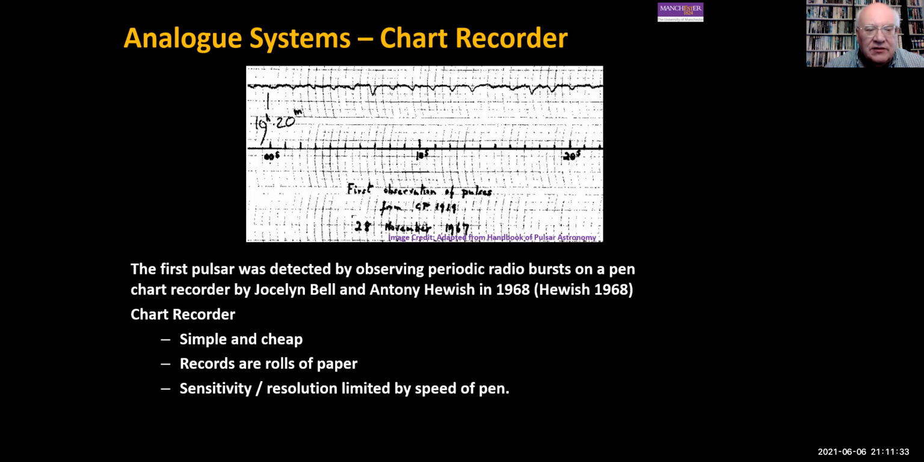Chart recorders are good, they're simple, they're cheap. You have to go through an awful lot of paper because the sensitivity is very limited. You can't add signals together. So you're reliant on the pulsar being bright enough to observe on its own and being visible above the noise level in the receiver and the environment that you're working in.